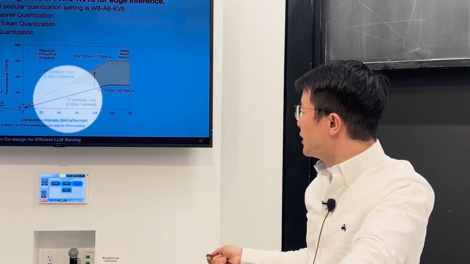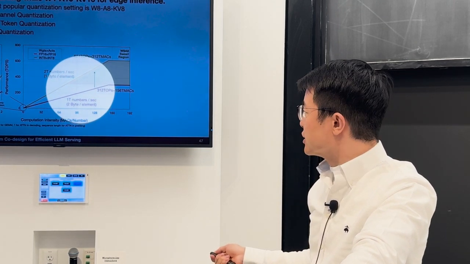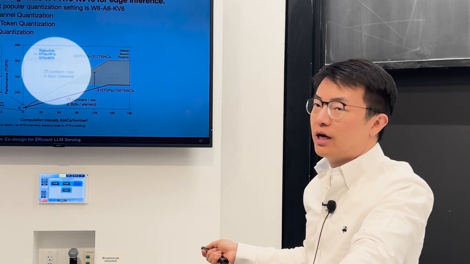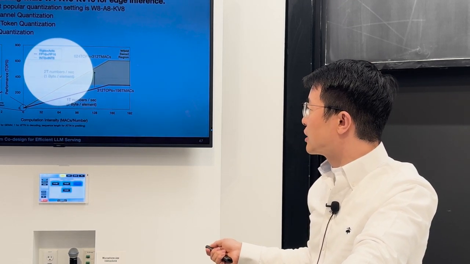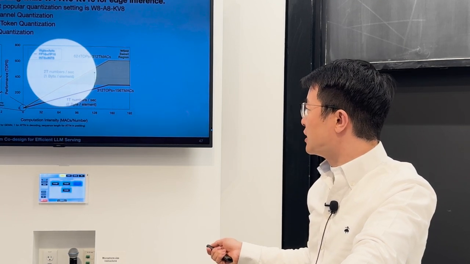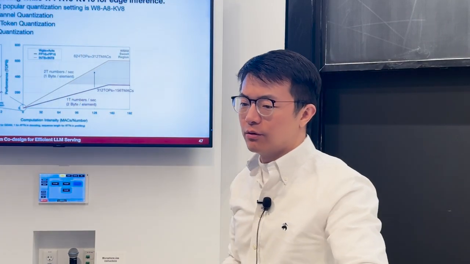It can lift the roofline. Previously it's 1 trillion numbers per second, since each element is 2 bytes in FP16. In int8, each number is only 1 byte, so we can process 2 trillion numbers per second. Okay? Also we have a bigger peak performance.